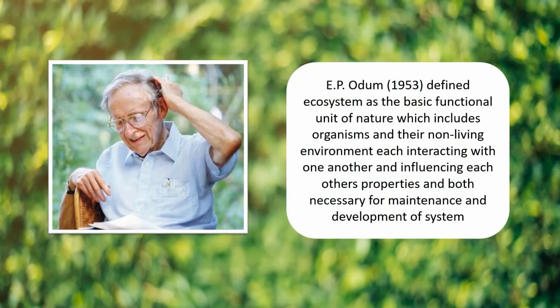In 1953, E.P. Odum defined ecosystem as the basic functional unit of nature, which includes organisms and their non-living environment, each interacting with one another and influencing each other's properties, and both necessary for maintenance and development of the system. So the ecosystem, according to E.P.